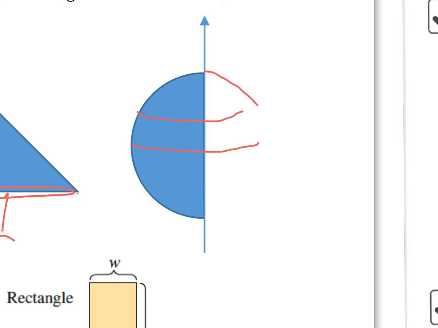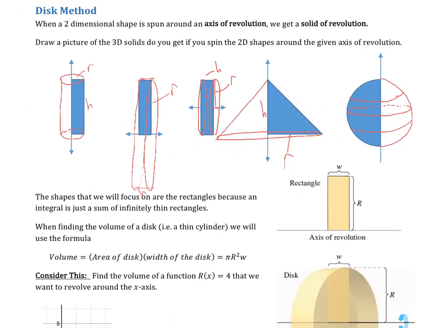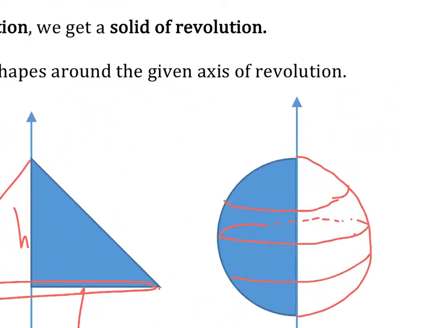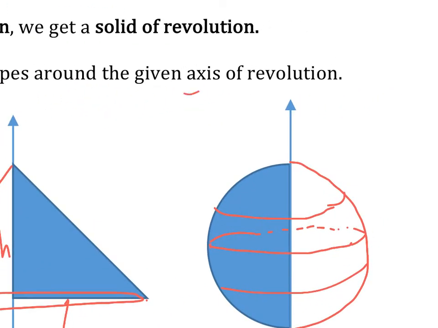So on and so forth. And we're going to get a sphere. Okay. And they kind of rotate around this way. Okay. So different shapes give us different two-dimensional shapes, give us different three-dimensional solids, okay? So, and it depends on where that axis of revolution is, all right? So that's an important word there, the axis of revolution.